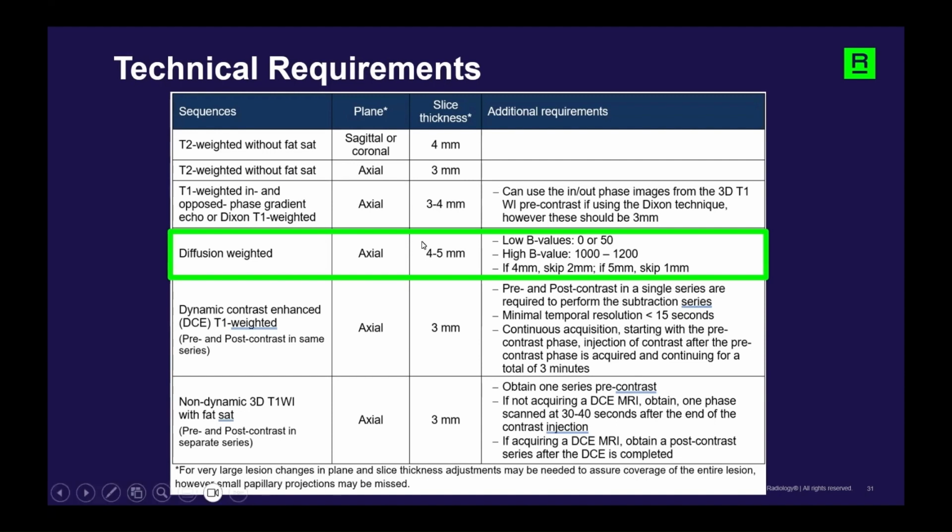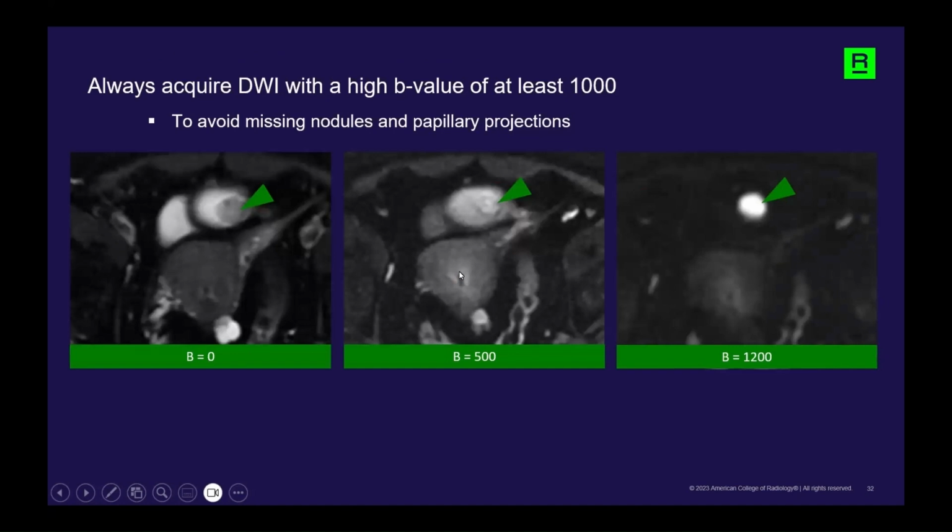DWI should be performed in the axial plane with 4 to 5 millimeter slice thickness. DWI should always be acquired with a high B value of 1,000 or greater, with suppression of the fluid signal in the bladder. Again, diffusion is important in the evaluation of solid tissue in combination with T2 weighted images. And thin slices are best to avoid missing small nodules and papillary projections. You'll notice in this example, the intermediate signal nodule becomes hyperintense on B500, but blends in with the cystic fluid. On B1000 or B greater than 1000, the fluid diffuses away, and you can nicely see the suspected solid tissue with high diffusion signal.